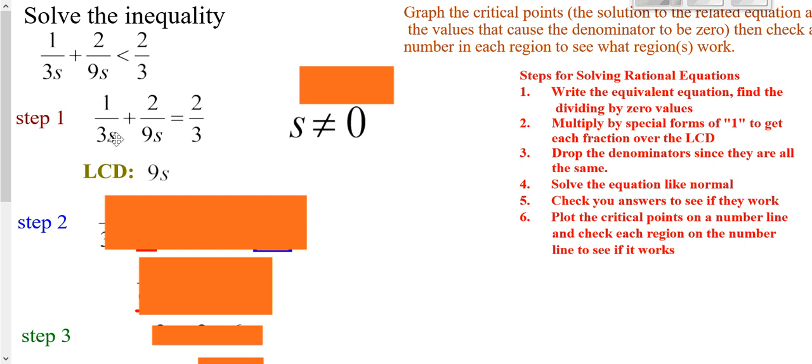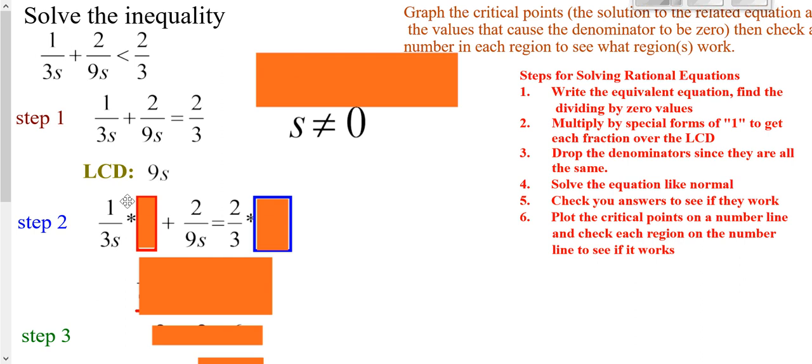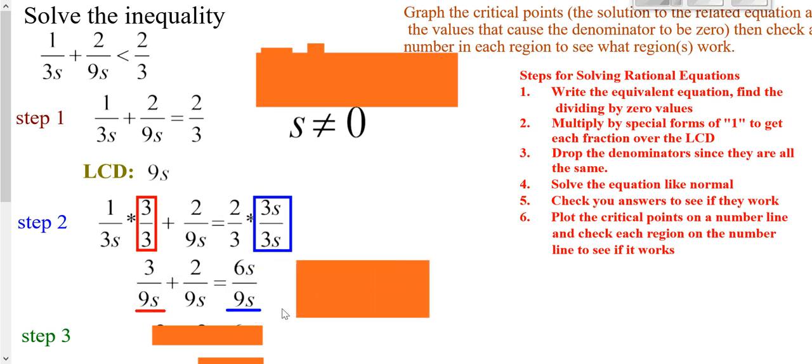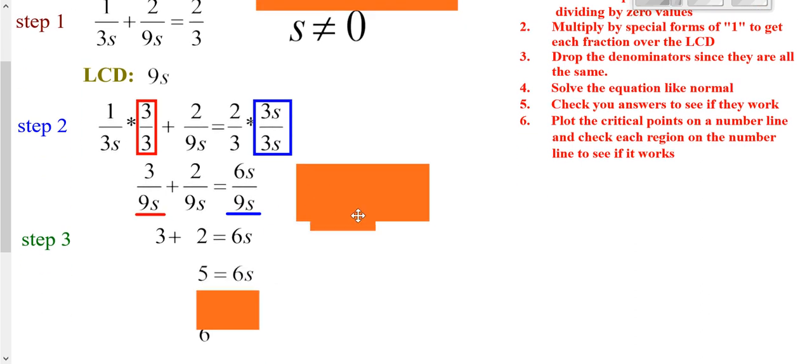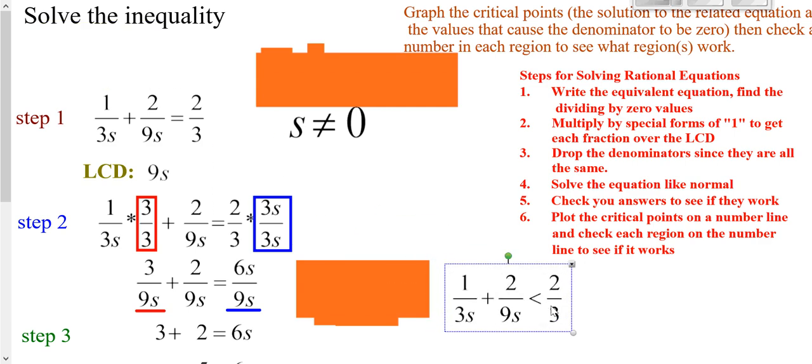Then we'll want to go ahead and do special forms of 1 to get 9S for all of our denominators. First fraction needs a 3 top and bottom. The last one on the right-hand side needs a 3S top and bottom. Write everything over the same denominator. Everything has the same denominator. You work with just the numerators, the tops, then solve it, and we get this. So S being 0 is one critical point. S being 5/6 is another critical point. All we're going to do now is go ahead and put those on a number line.